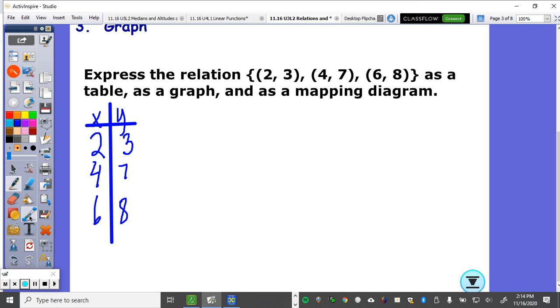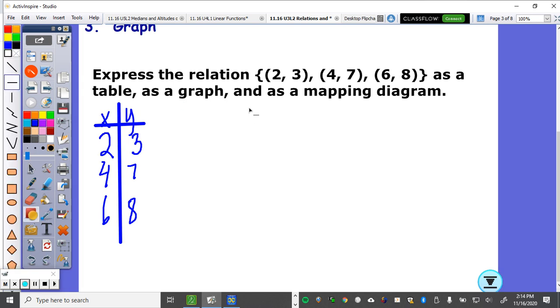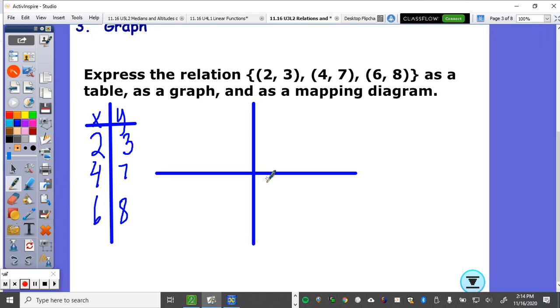As a graph, clearly we can see here that this is just a matter of us being able to plot points. So 2, 3, 4, 7, and then 6, 8. That's the second way. That's the graph.